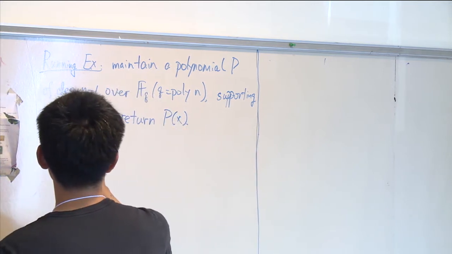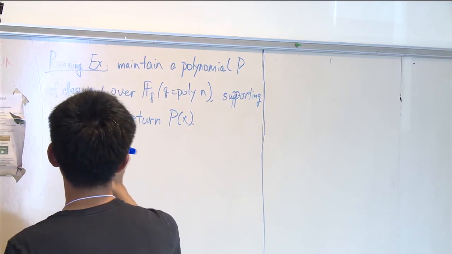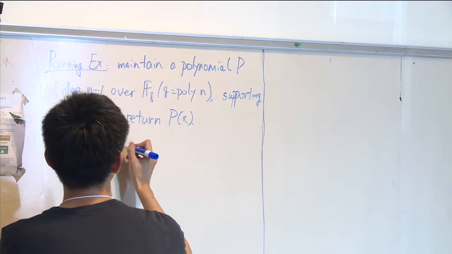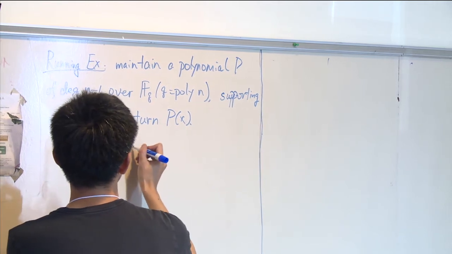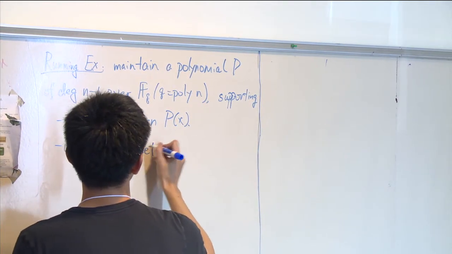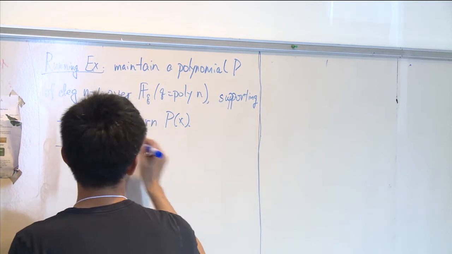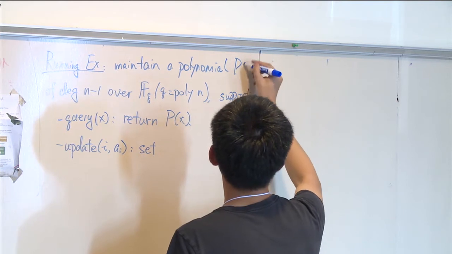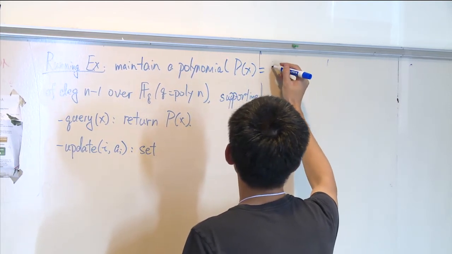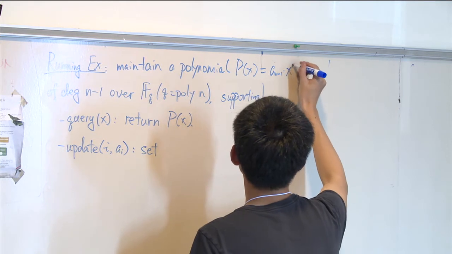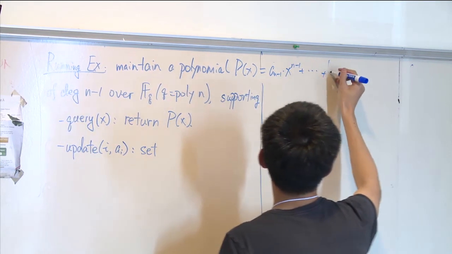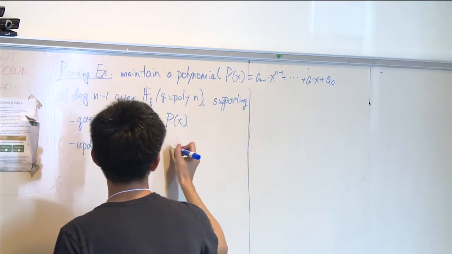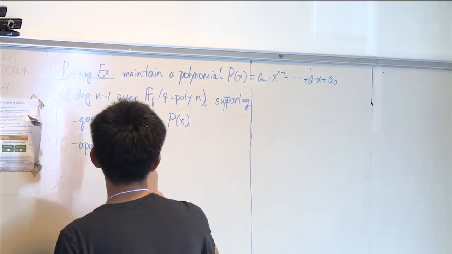Second, we'll handle the updates, which have the form that we are given one of the coefficients and also one number from the field. Maybe I should say this polynomial is p of x equal to a_{n-1} x^{n-1} up to a_1 x plus a_0. And then we just set a_i to this new number.